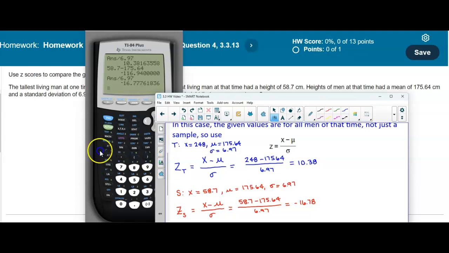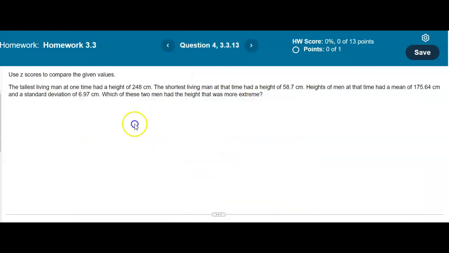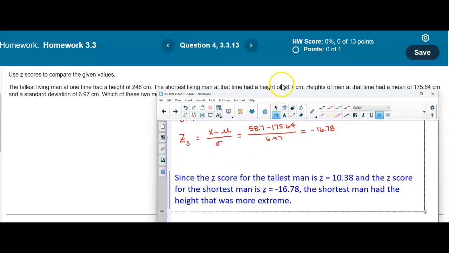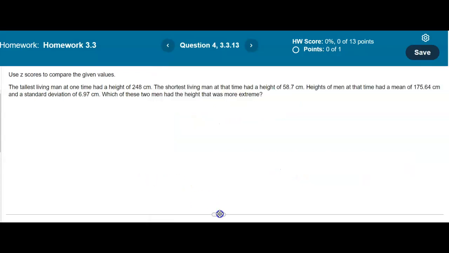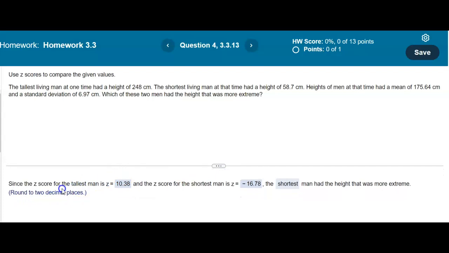Okay, now the last question is asking us which of these two men had the height that was more extreme. So the way we would describe this is the following. Since the z-score for the tallest man is 10.38, and the z-score for the shortest man is negative 16.78, the shortest man had the height that was more extreme because this is farther away from the mean. So therefore, this would be our answer.